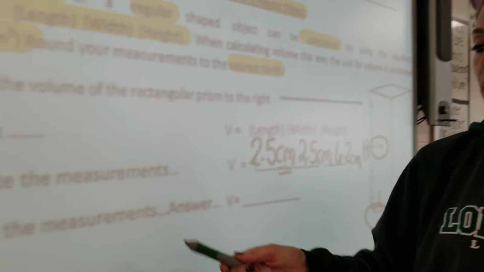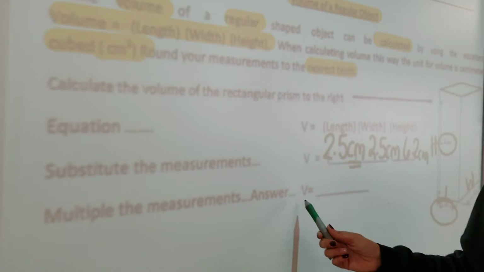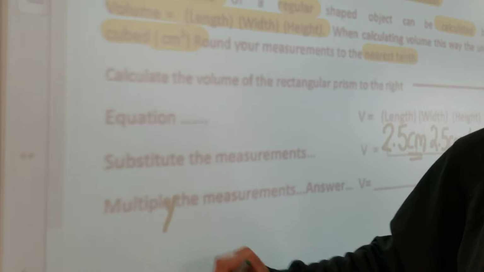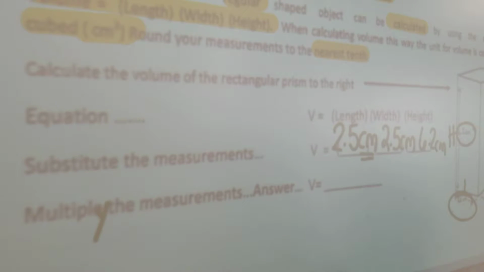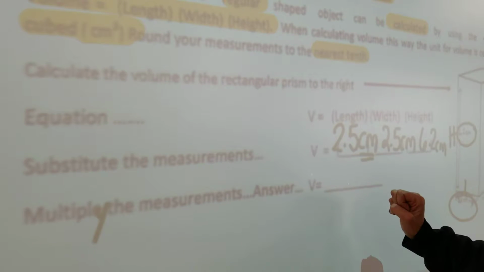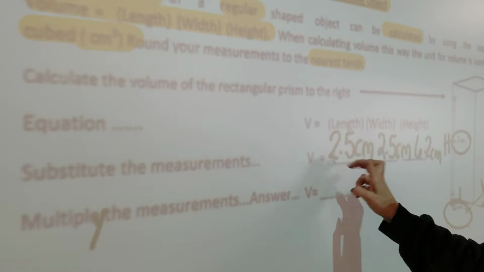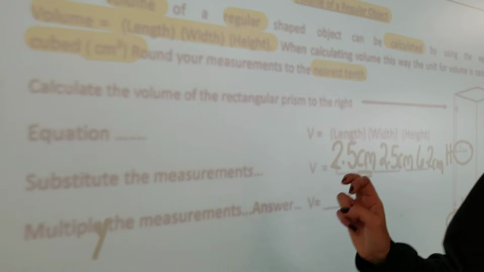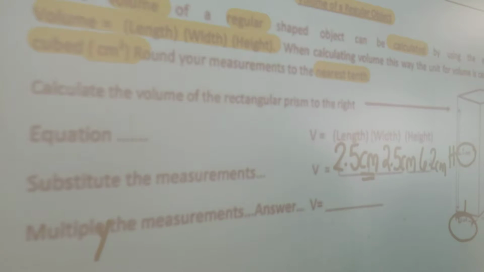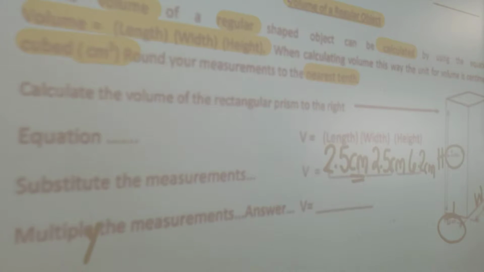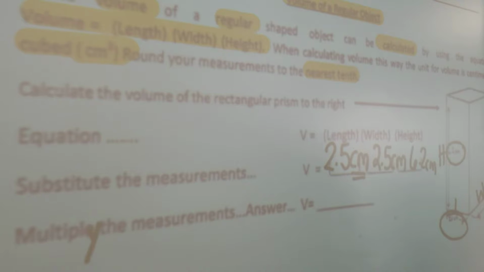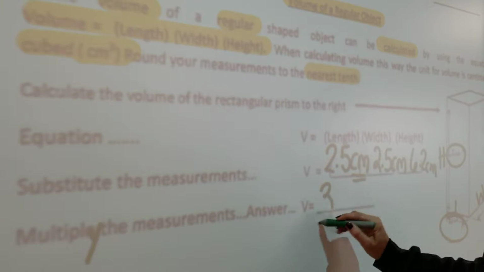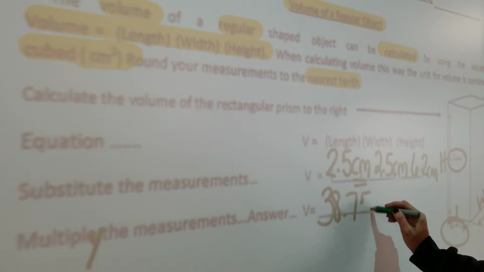The next step is to multiply the measurements. So you want to multiply the measurements, and your answer needs to be to the nearest tenth. So when you multiply 2 and 5/10, 2 and 5/10, and 6 and 2/10, you get, on the calculator first, 2.5 times 2.5 times 6.2 is equal to 38 and 75 hundredths.